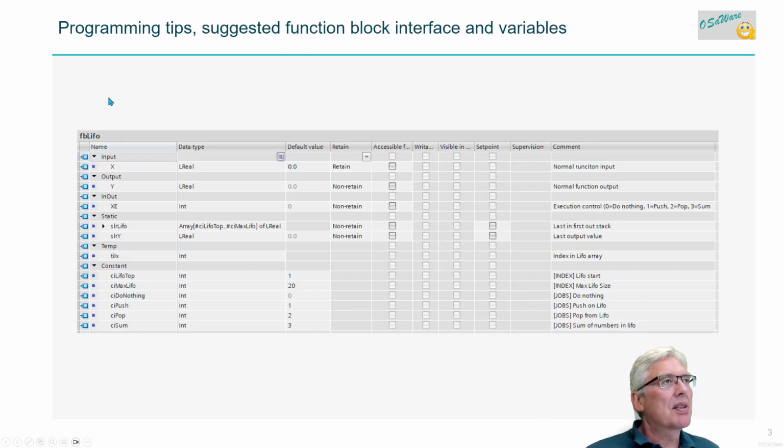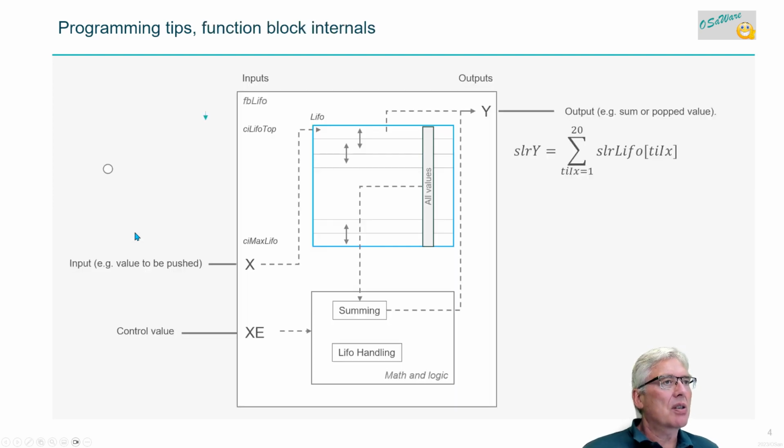Here is a suggestion for the interface and some internals. Here are also the constants. So push is 1, pop is 2, and the sum is 3. And here is the static LIFO, of course. No parameters for the in-out, and then we need an index for the array when we are looping through it. So we call it TI, temporary integer index.